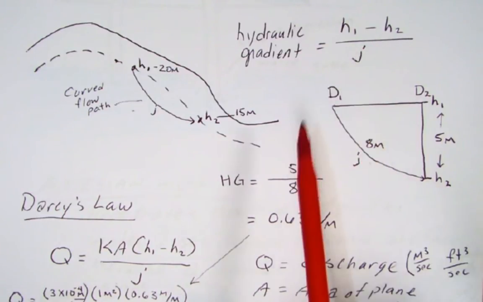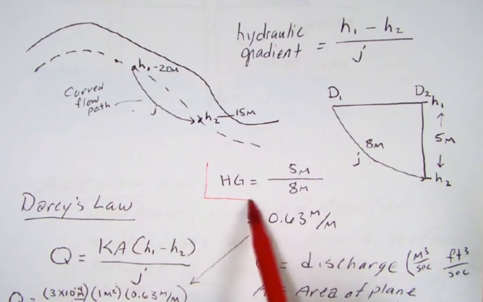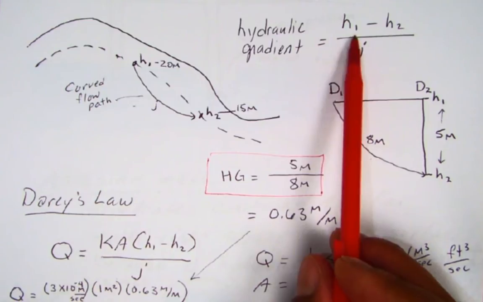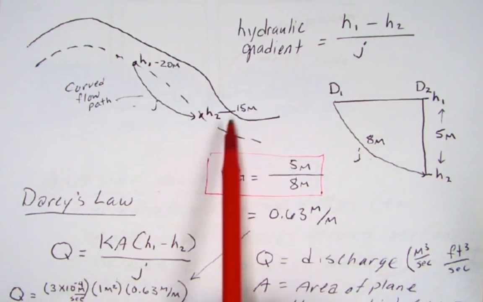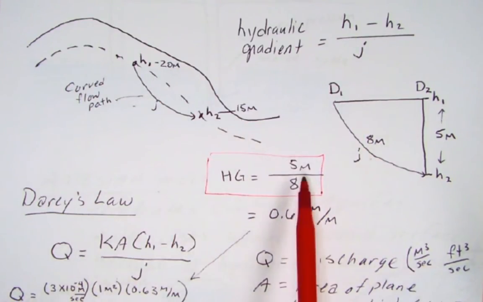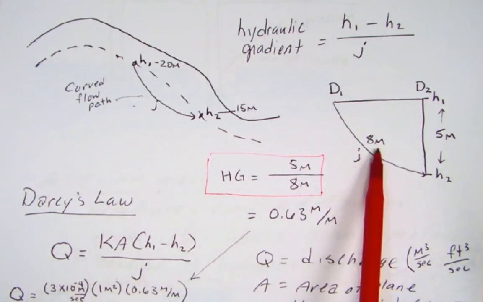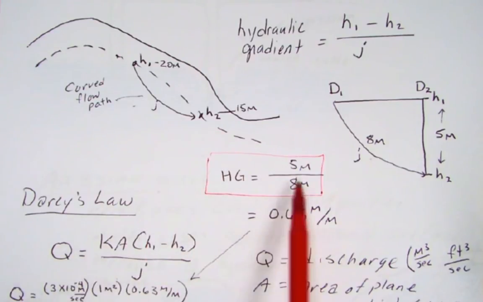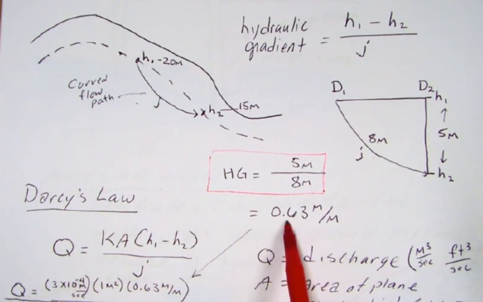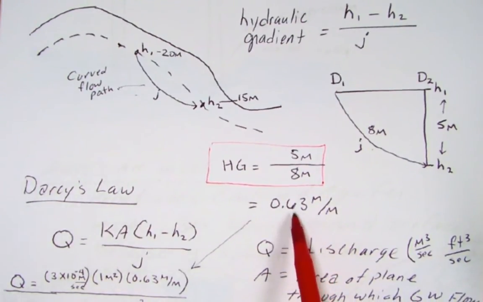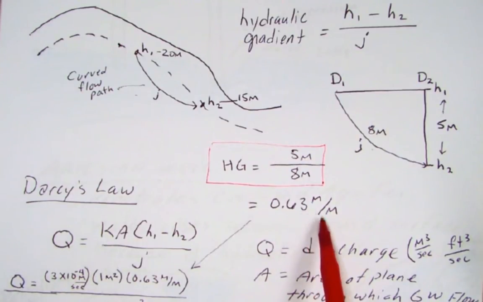And so I've already sort of done that problem down here, right, where I took the height 1 minus height 2, so 20 minus 15. Well, that gives me 5 meters, right? So that's 5, and divided by the distance here, which I have as 8 meters. That's a flow path. So my hydraulic gradient is 0.63 meters per meter. So in other words, there's 0.63 meters of hydraulic head for every meter traveled along this path.